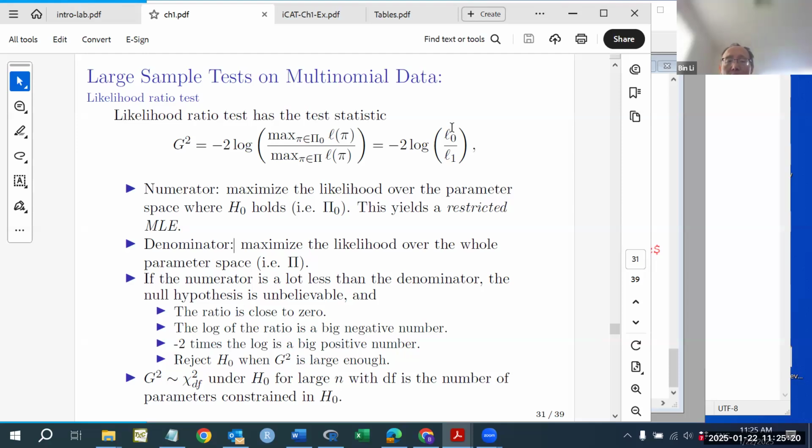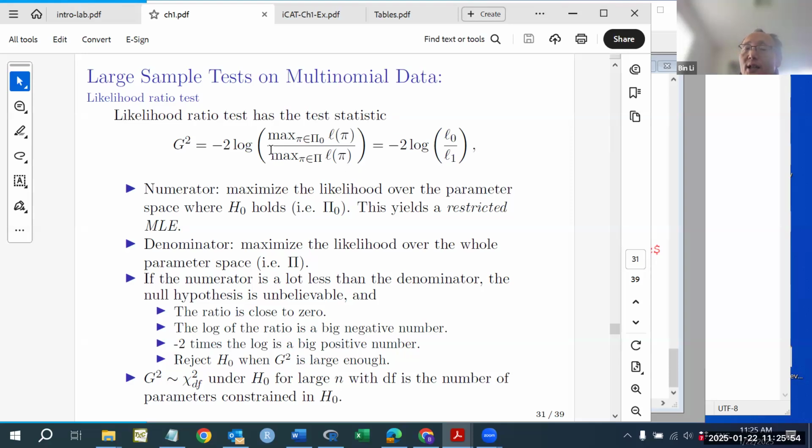And if the null hypothesis is true, then these two will be what? Very close, is that right? So the ratio will be close to 1. So this one, if it's close to 1, the log of a value close to 1 will be what? Close to 0, right? So this one will be close to 0. Okay?